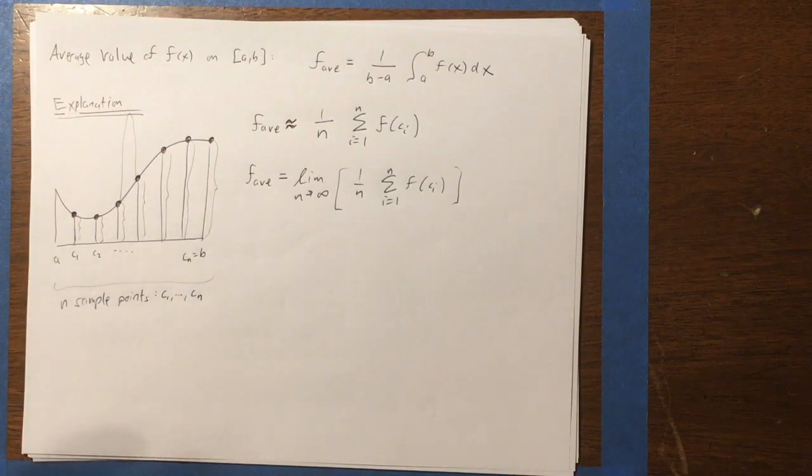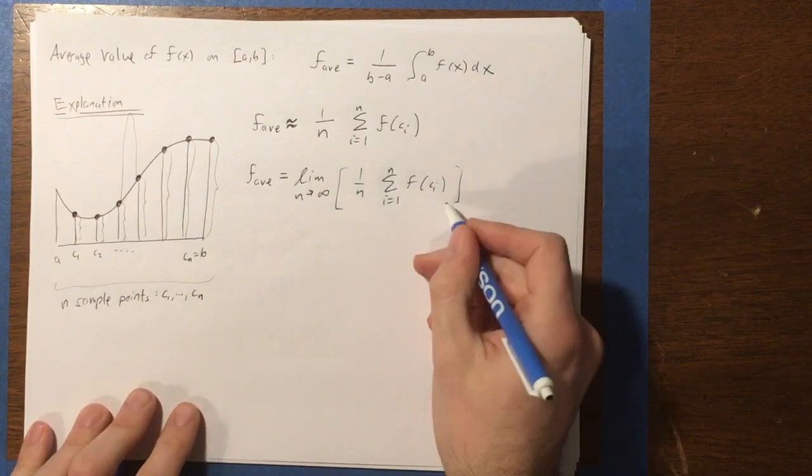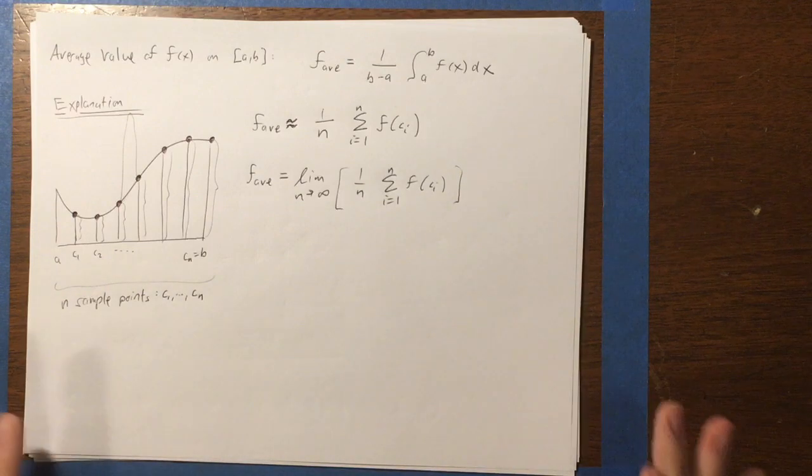This should sound familiar, right? It's kind of a similar idea here, except we're not really adding up rectangles. We're adding up function values and then dividing by how many there are.